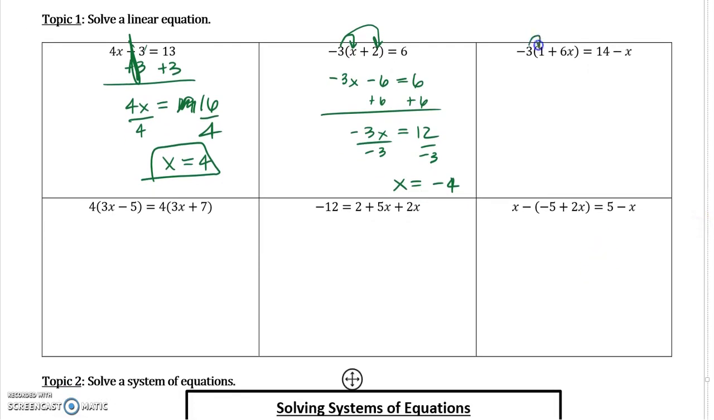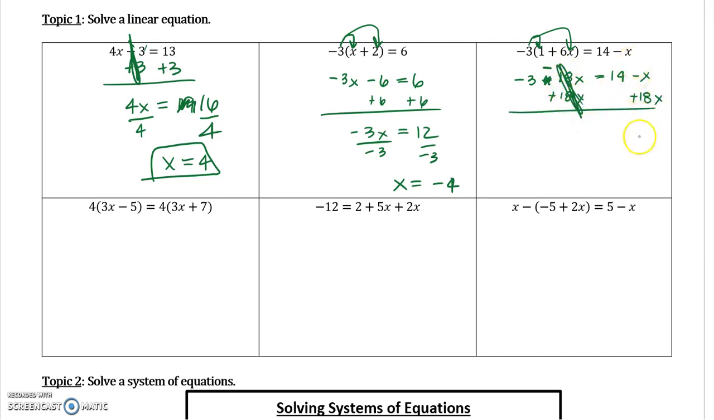In this particular situation, I will distribute the -3 again. So I have -3 times 1, and then minus -3 times 6 is -18x equals 14 minus x. Then the next thing I want to do is combine any x's. Since I have an 18x here and a -x here, I'm going to add the 18x over to the -x, and I have 17x. The 14 stays the same, and the -3 stays the same.